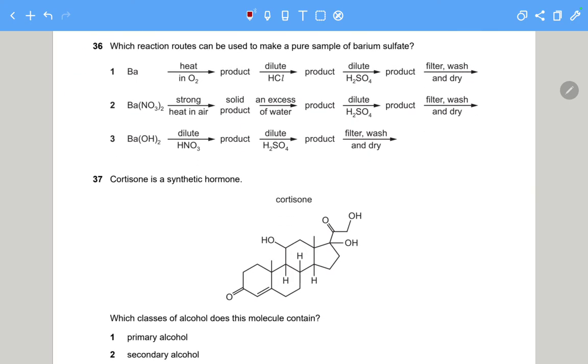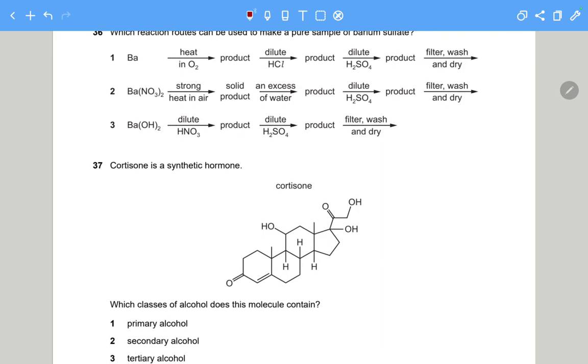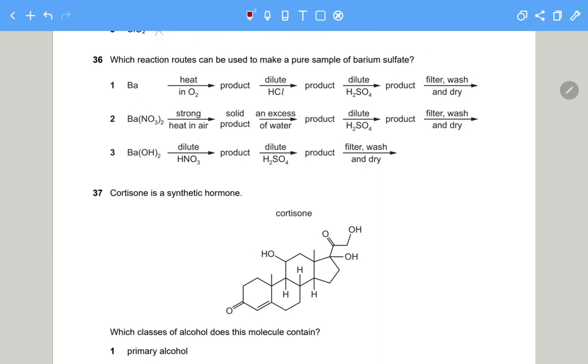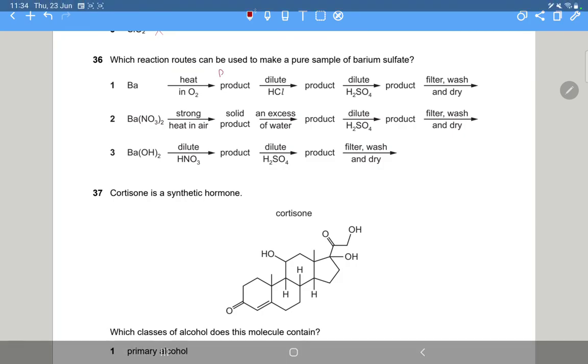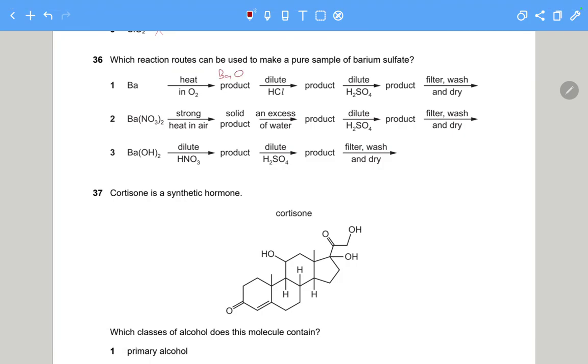Question 36. Which reaction routes can be used to make a pure sample of barium sulfate? Okay, so we go through each route and see what happens. Barium, heat it in oxygen, we get barium oxide. Add it to dilute HCl. Barium oxide is a base, remember. Add it to dilute HCl, you will get BaCl2.